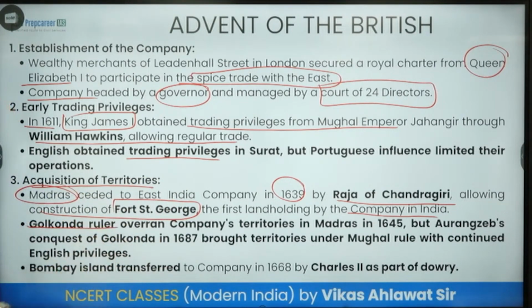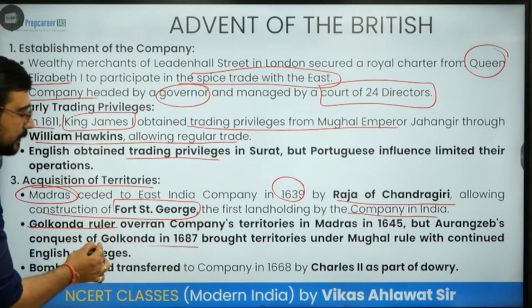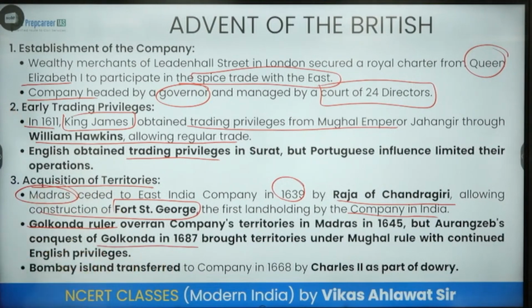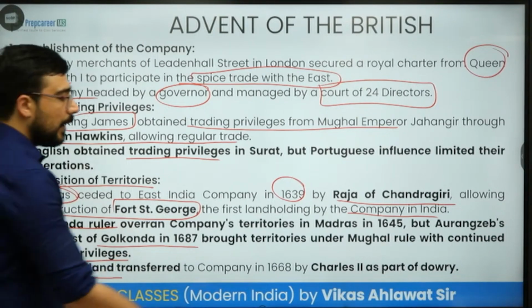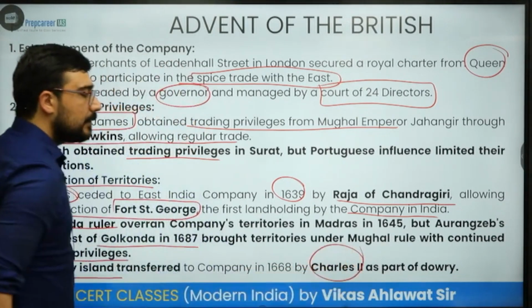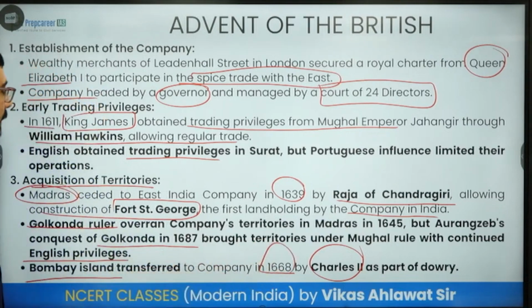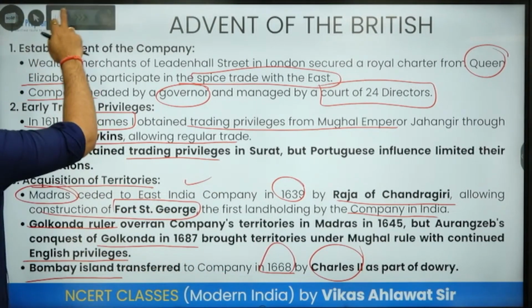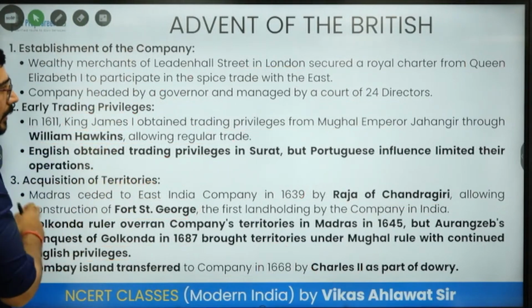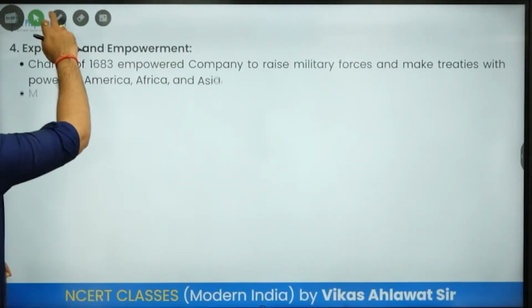Golconda ruler. Okay, he overran the company's territory in Madras in 1645, but Aurangzeb's conquest of Golconda in 1687 brought this territory under Mughal rule with continued English privileges. Bombay, as we have previously discussed, was given by Charles II as a part of dowry, and this came to them in 1668. The first area which came under their control was Madras, and this was given by the Raja of Chandragiri. You will remember these facts.